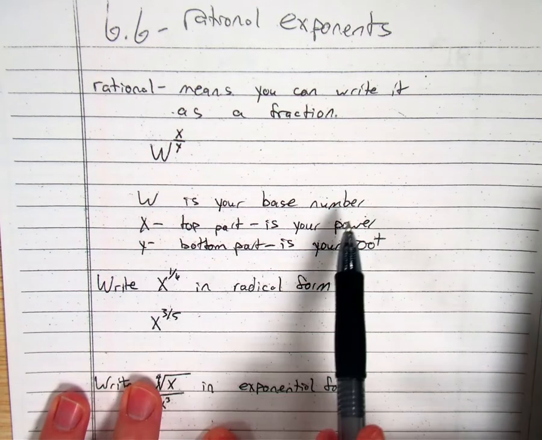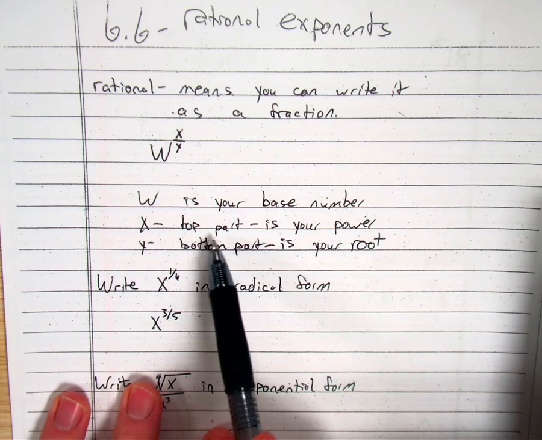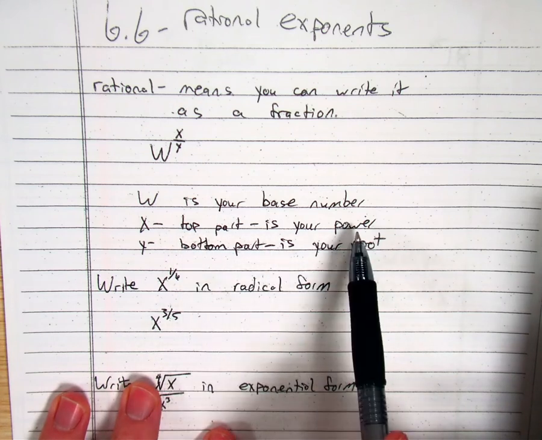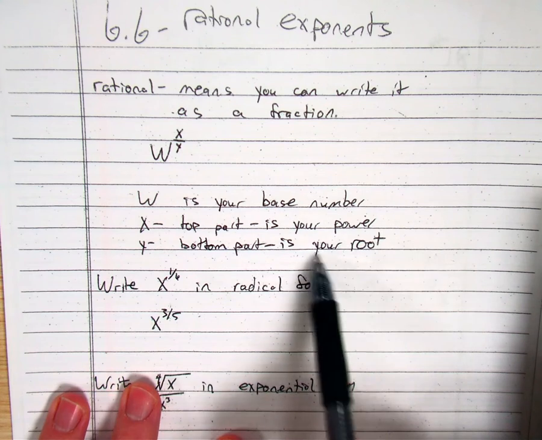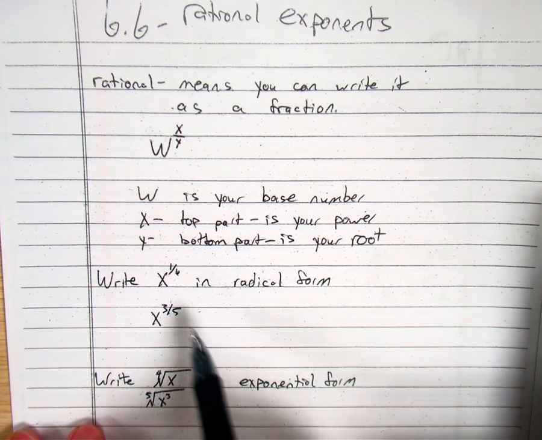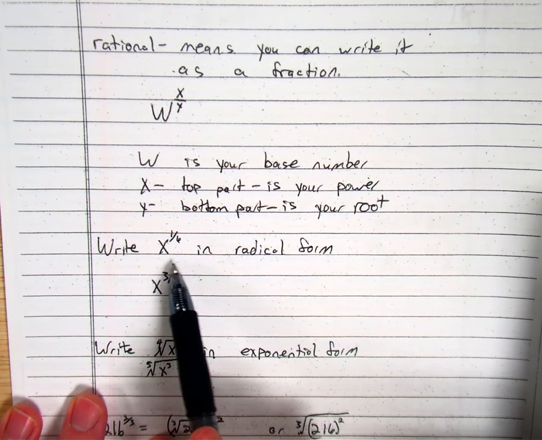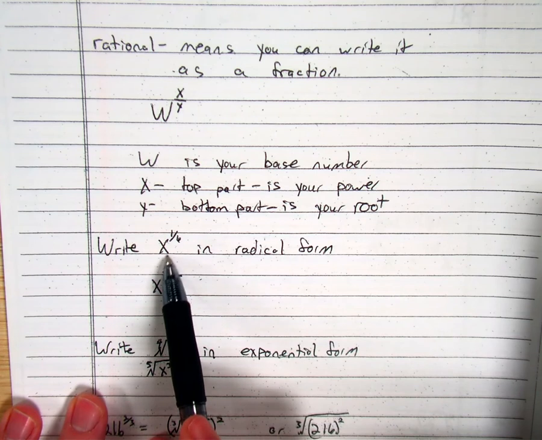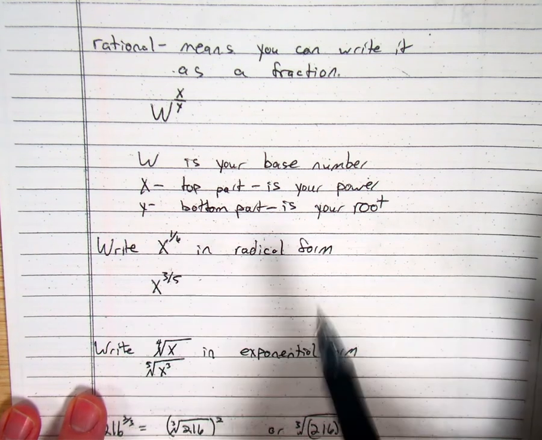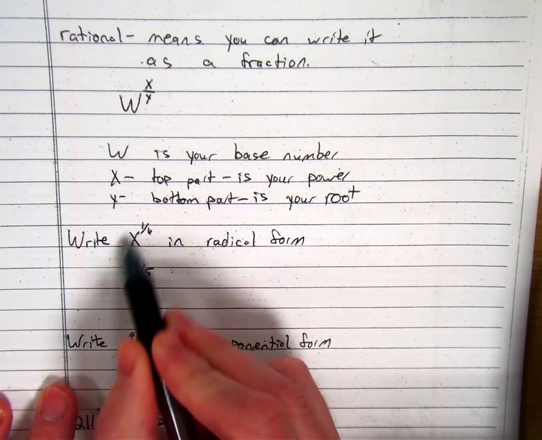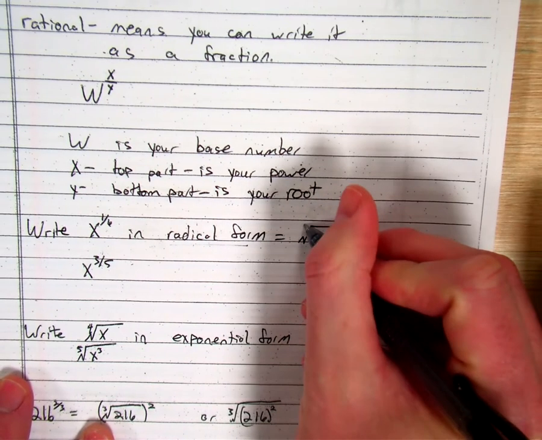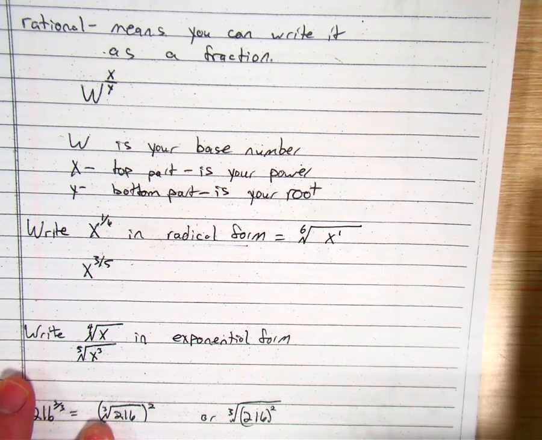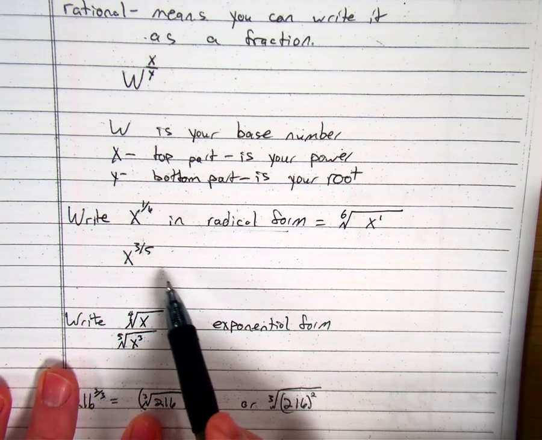W is your big base number. X, the top part, the numerator, that's your power. And y, the bottom part, is going to be considered your root. So if we were talking x to the 1/6, that's x to the first power, and we're going to do the sixth root of that. So if we're going to change it from exponent to radical form, we've got the sixth root of x to the first.